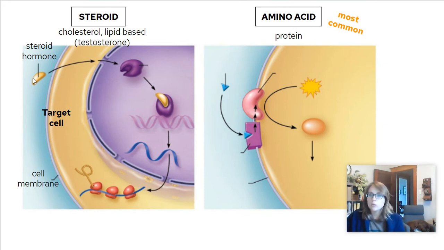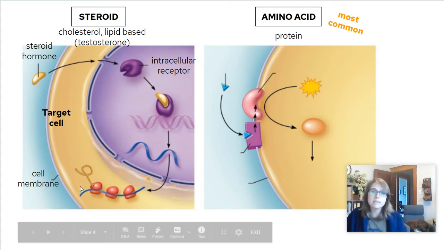So the steroid hormone comes straight into my cell and it goes straight into the nucleus, which is different than what's going to happen over here. And the thing that it reacts with is called an intracellular receptor. Intra, as in inside, into the intracellular receptor. So as you can see, here's my little hormone and it's hooking up with that receptor.